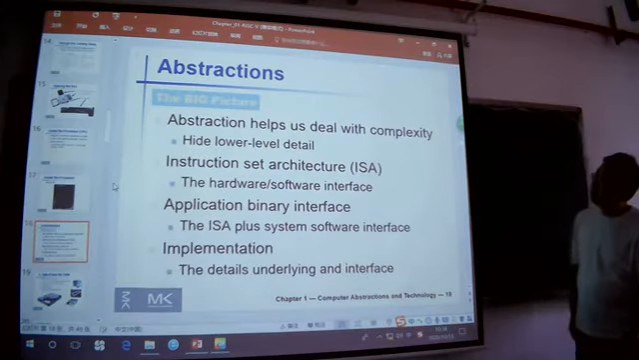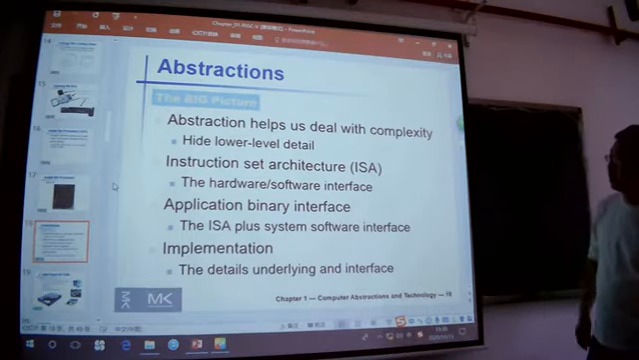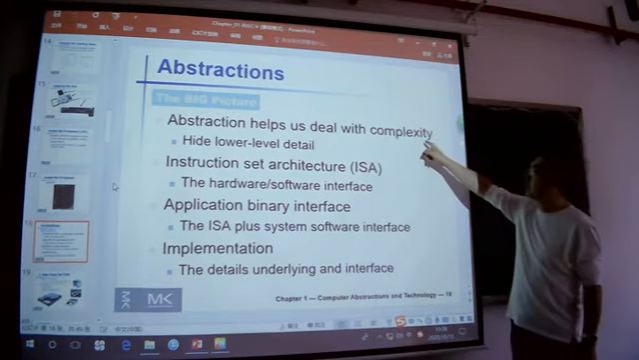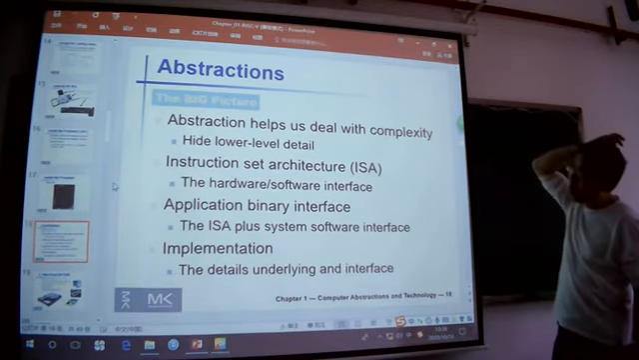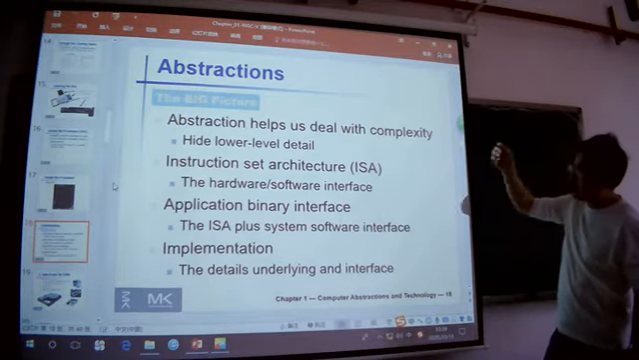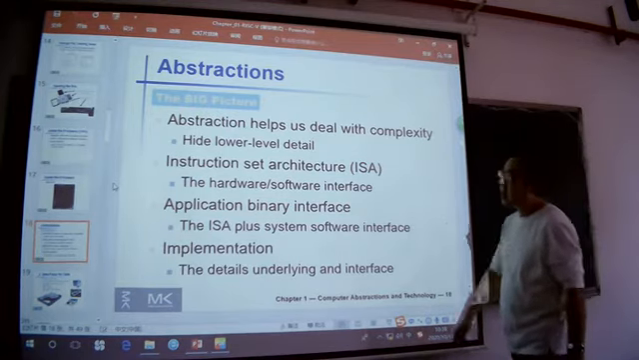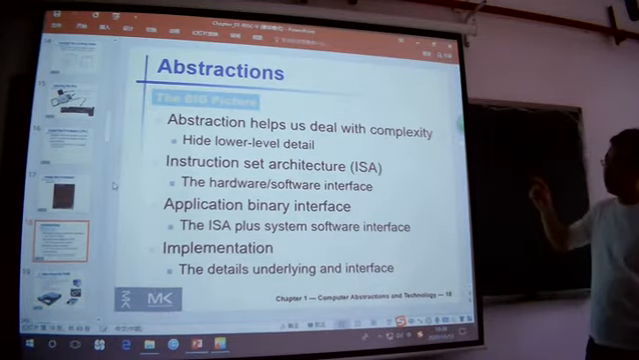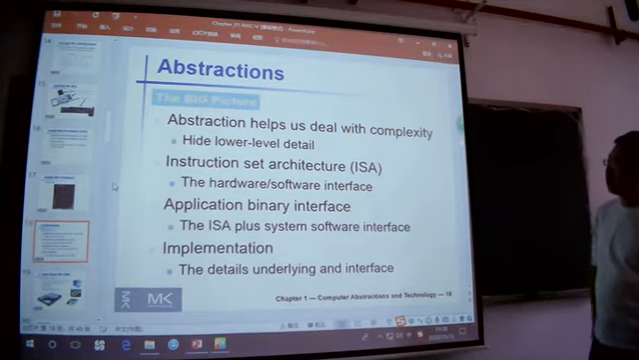The abstraction helps us to deal with complexity. The complexity is the characteristic or the feature of all our computers. We find the abstraction can hide low-level detail. It is useful for computer users and computer programs.